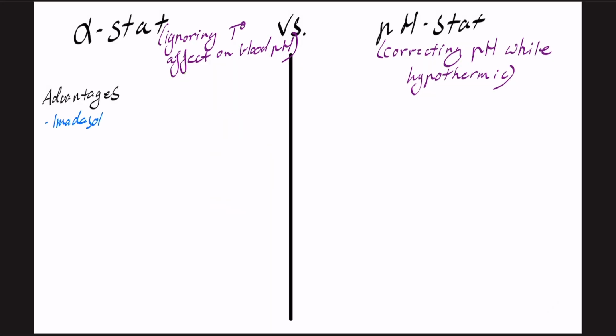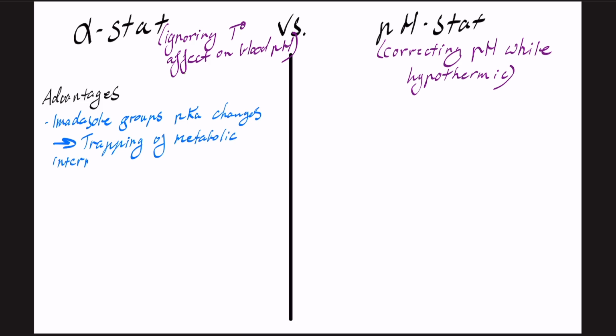The advantage of the alpha stat approach is that because these imidazole groups and the alpha is changing, you'll get metabolic intermediate trapping in the cytosol, and this is called the Davis hypothesis.